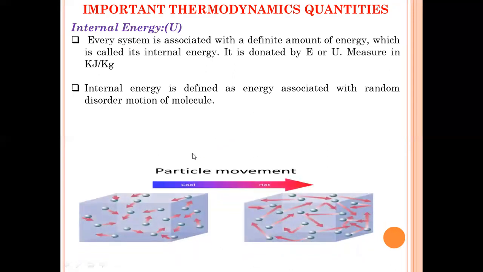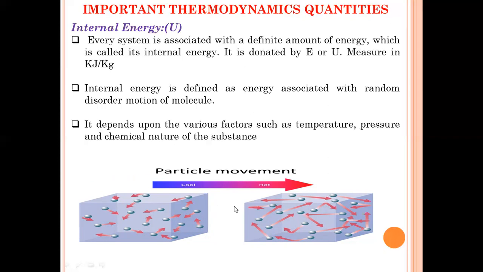So let us take an example here. Let us consider a substance at a low temperature having a particular amount of internal energy. When there is an increase in the temperature of the substance, the molecules of the substance will move with a higher velocity. In that case, the internal energy of the substance will increase due to the increasing temperature of the body. So we can say that the internal energy of a substance depends upon various factors such as temperature, pressure, and chemical nature of the substance.